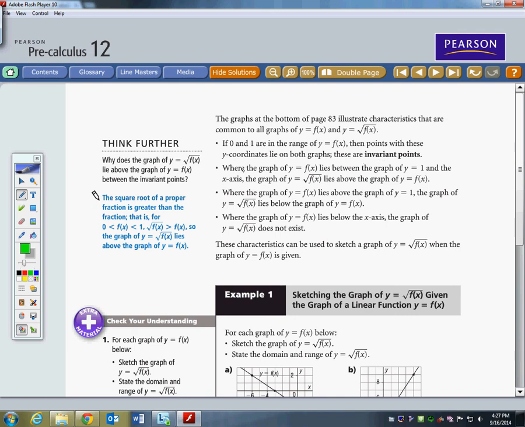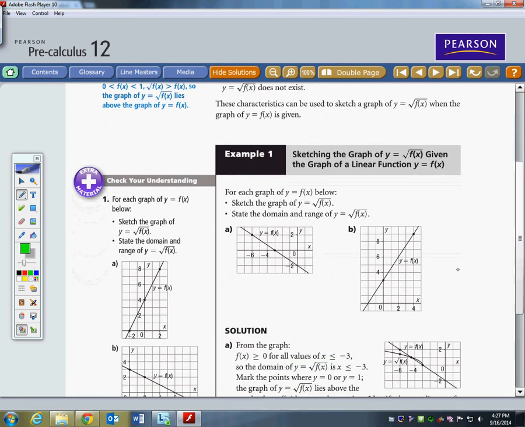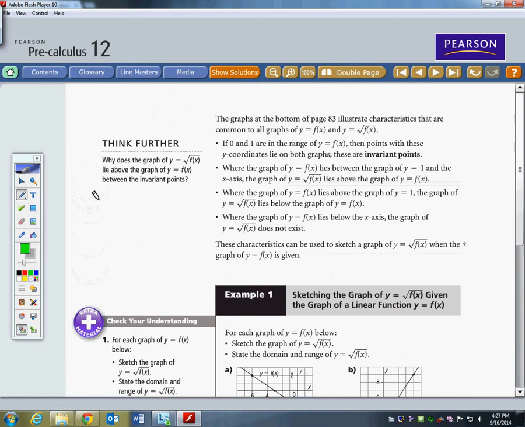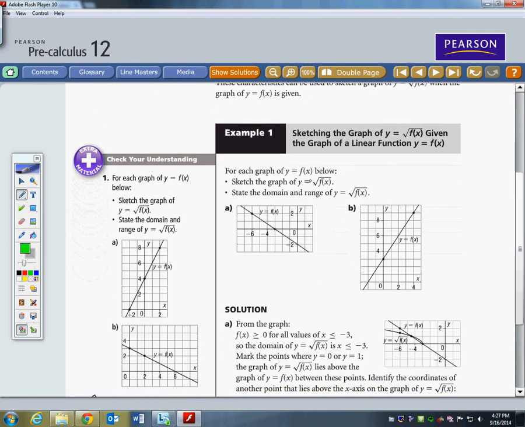And then this here is a little bit wordy, but it's describing that behavior of going above it between 0 and 1 and then below it afterwards. Let's try, here I'll hide the solutions. Let's take a look at this first example. It says, for each graph y is equal to f of x below, sketch the graph of this and state the domain and the range.